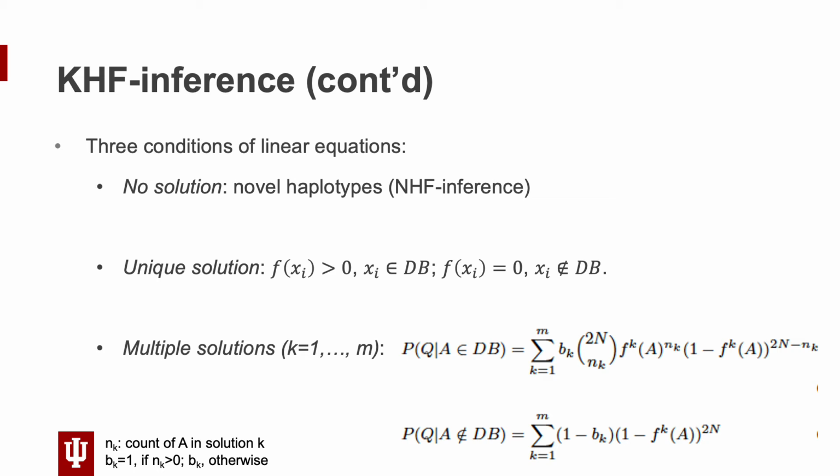If there is a unique solution, it means that all the haplotypes xi with a frequency larger than 0 must be in the database, and all the rest of the haplotypes with frequency equal to 0 must not be in the database. If we find multiple solutions, we cannot confirm which one is correct. So we use the multinomial distribution to calculate the probability of observing the input values given that haplotype A is in or not in the database.